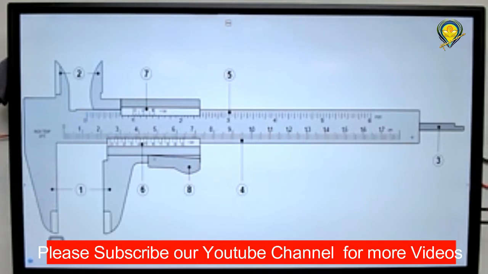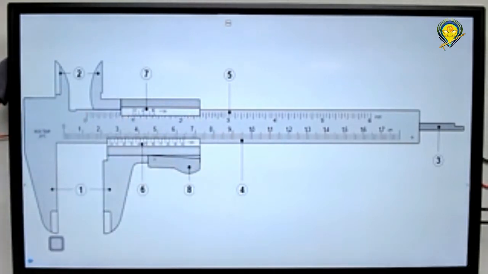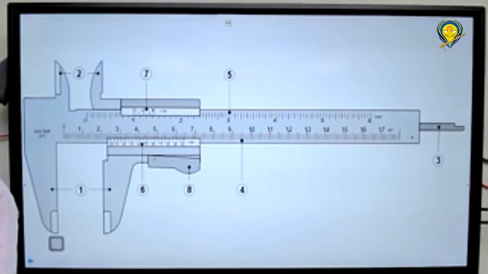On the main scale there is no difference. The same measurements will be there. The only difference from instrument to instrument is the vernier scale. In the majority of cases, 10 will be there. Sometimes 20 are also there, sometimes 15 also. So from instrument to instrument, the number of vernier lines changes. Based on that, we need to calculate the least count also.